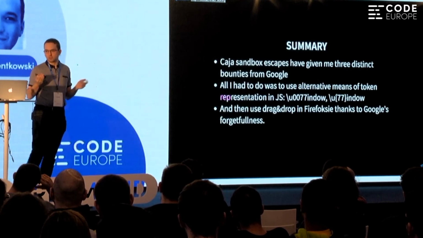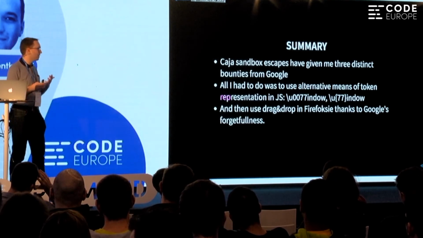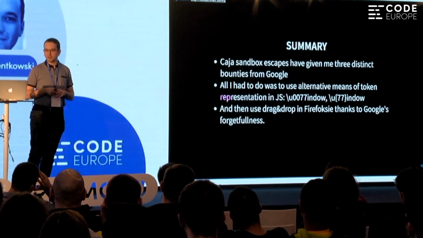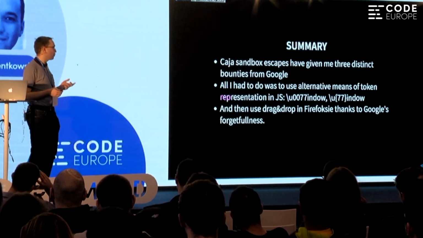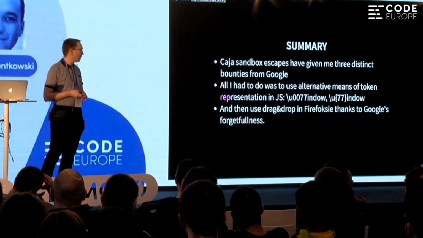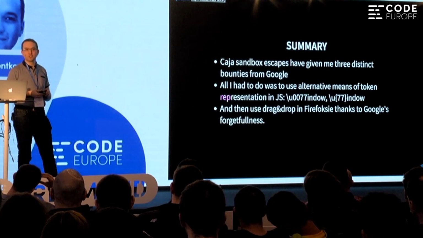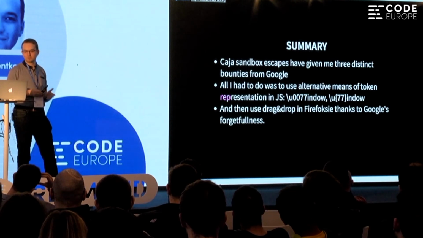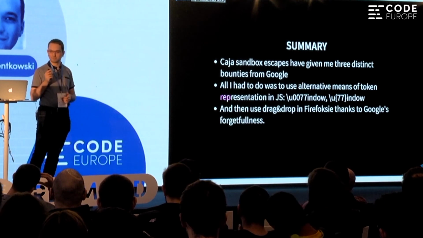OK, so to summarize, the Kaha sandbox escapes have given me 3 distinct bounties from Google. And all I had to do was to use alternative means of token representation, \u0077 or \u and 77 in curly braces. And then I used the drag and drop in Firefox thanks to Google's forgetfulness. They forgot to update Kaha in all instances.